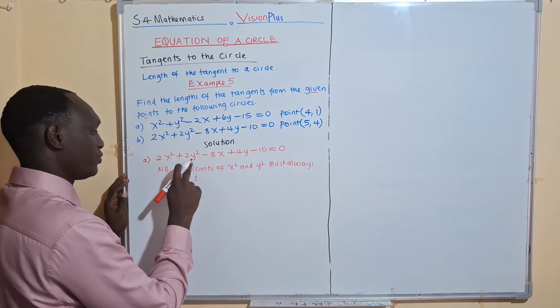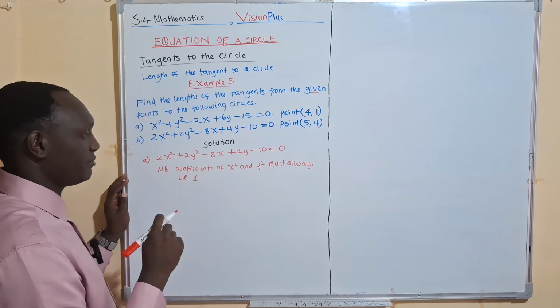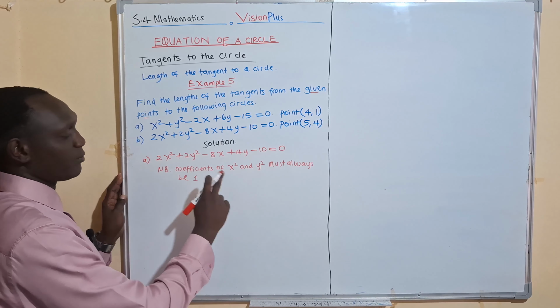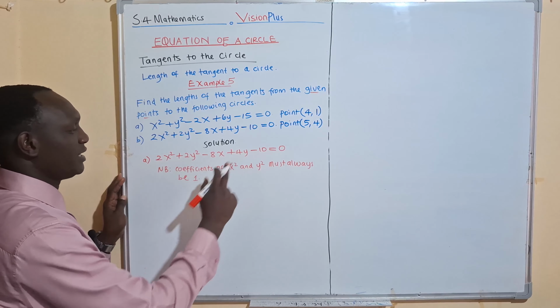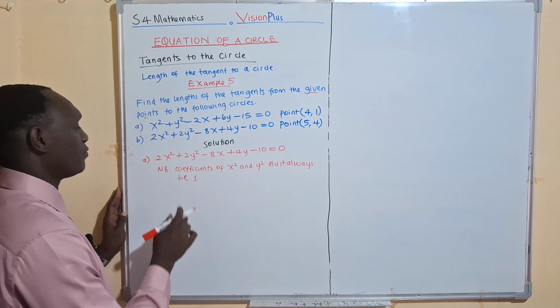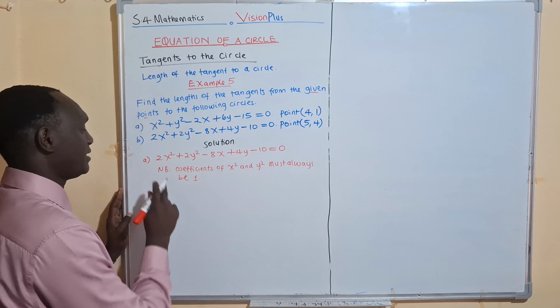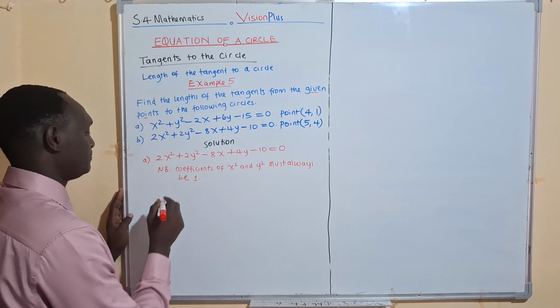For x squared and y squared, they must together be 1. So what can we do to make them 1, so that we make this equation a standard equation of the circle? What we can do is to divide all terms by the coefficient 2.